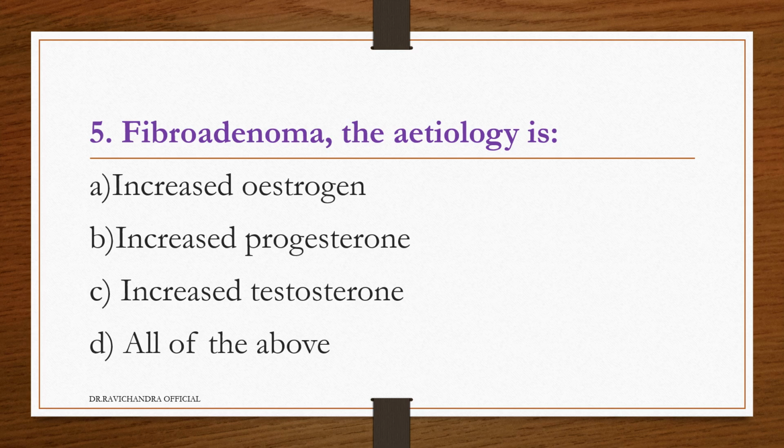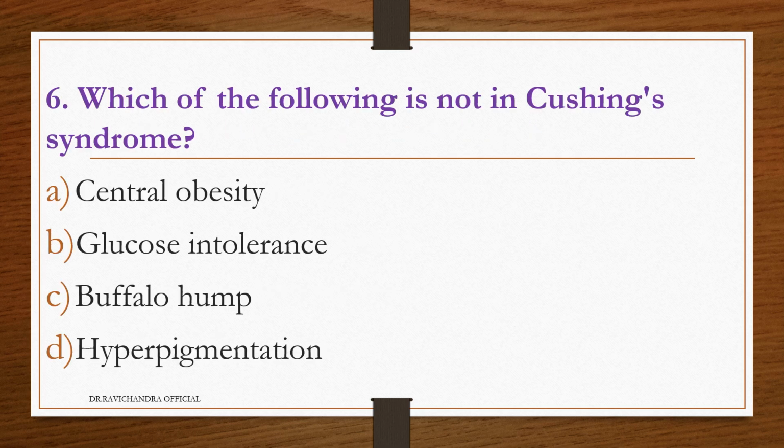Coming to the next question. Which of the following is not in Cushing's syndrome? Option A, central obesity. Option B, glucose intolerance. Option C, buffalo hump. Option D, hyperpigmentation. The correct answer is hyperpigmentation.